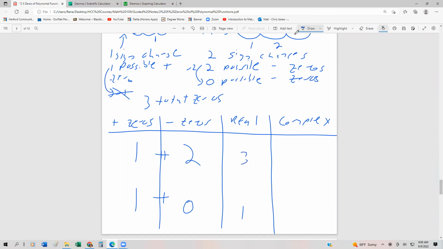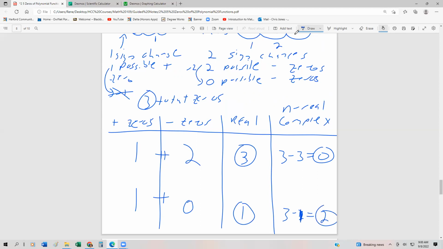Now, the complex solutions is going to be n minus the number of real solutions. And remember, n was 3. So this would be 3 minus 3, or 0. And this total should be 3. So basically we could say that there are either 3 real zeros and no complex zeros, or 1 real zero and 3 minus 1, which is going to give us 2 complex zeros. So those are the possibilities for this.